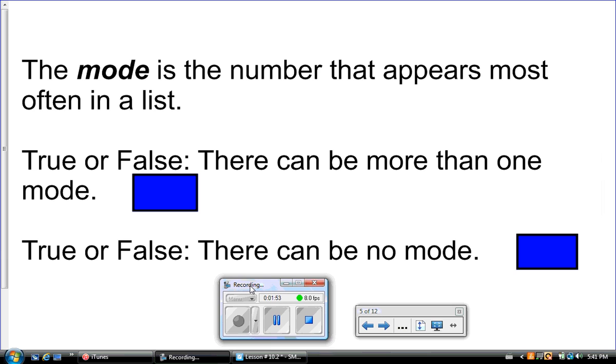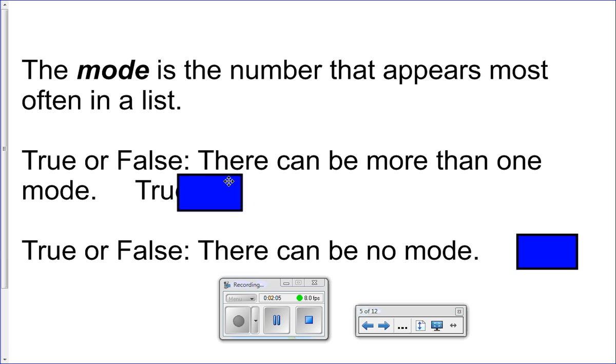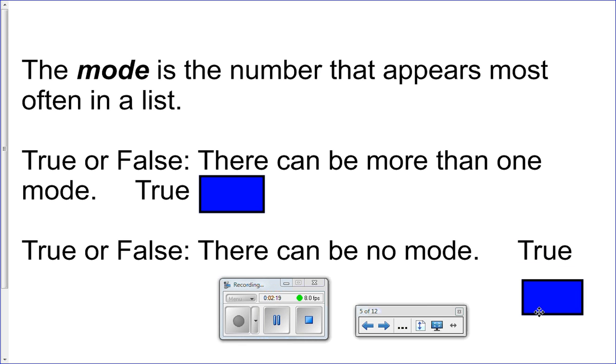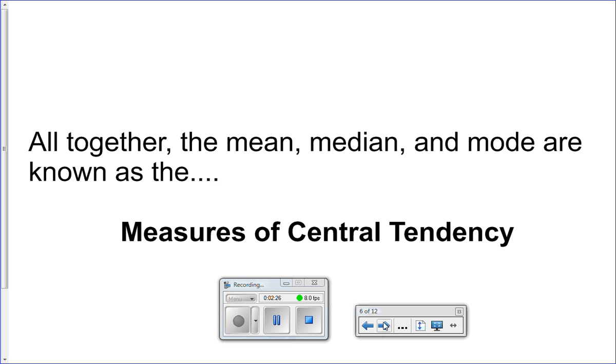The mode is the number that appears most often in a list. True or false? There can be more than one mode. And the answer is true. True or false? There can be no mode. And the answer to that is true again. Altogether, the mean, median, and mode are known as the measures of central tendency.